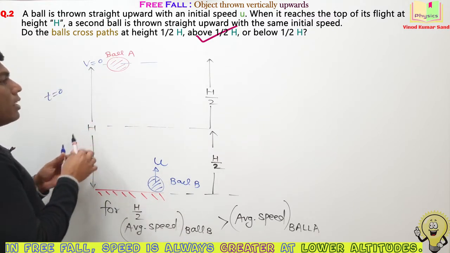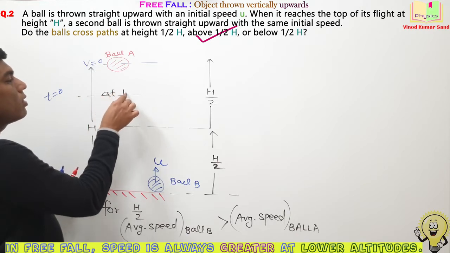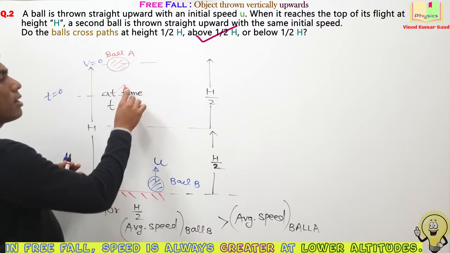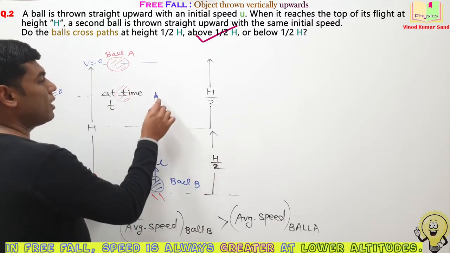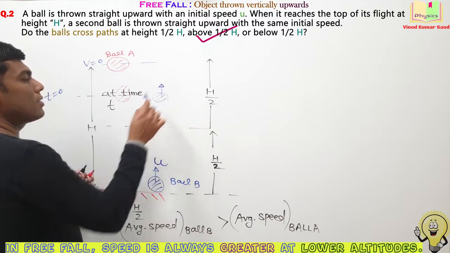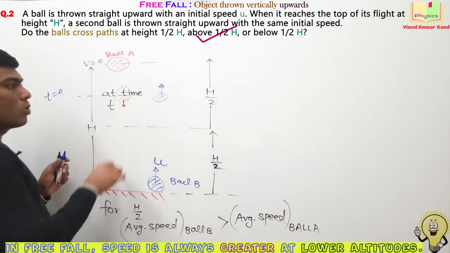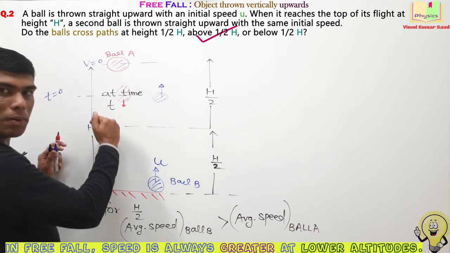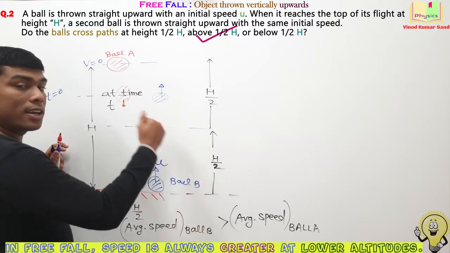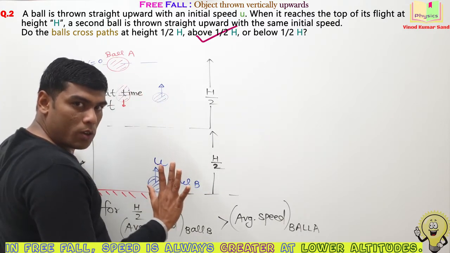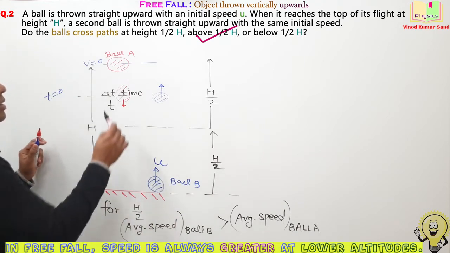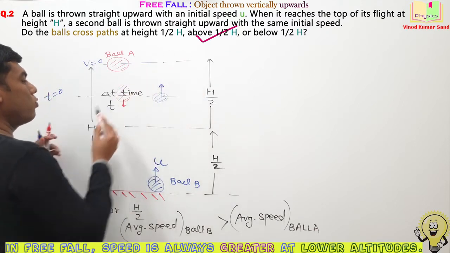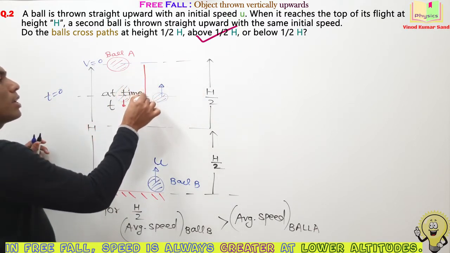So at time t, if I draw the diagram, the ball A has reached here, okay, and the ball B has reached here. Ball B is rising up and ball A is going down. Fine. So the hitting will surely take place at a height greater than h by 2. Okay. Now we can determine this location exactly also. Suppose this ball is falling down by some distance that we can easily calculate.